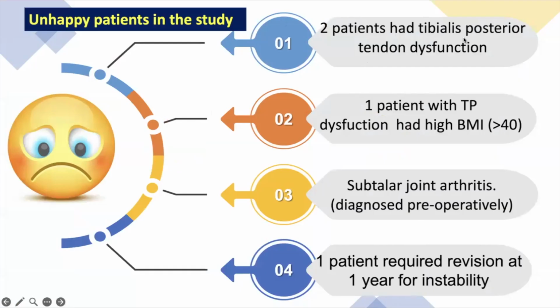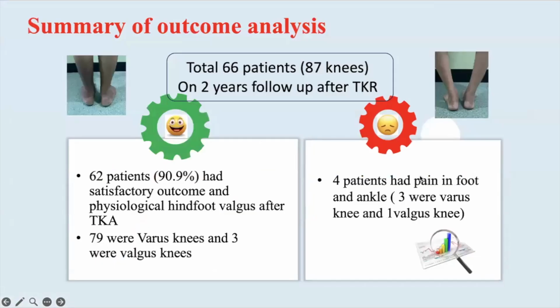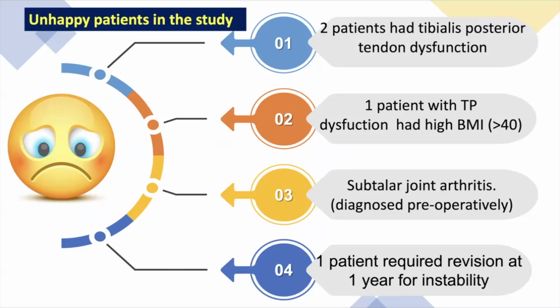Two patients had a tibialis posterior dysfunction, especially with pain in the posterolateral corner because of the persistent hindfoot valgus post-op. And one patient with a high BMI had a hindfoot valgus, and that patient also presented with tibialis posterior dysfunction. We managed those patients with footwear modifications, not with orthotics. And one patient preoperatively had subtalar joint arthritis that was diagnosed preoperatively, and postoperatively we advised a triple arthrodesis.